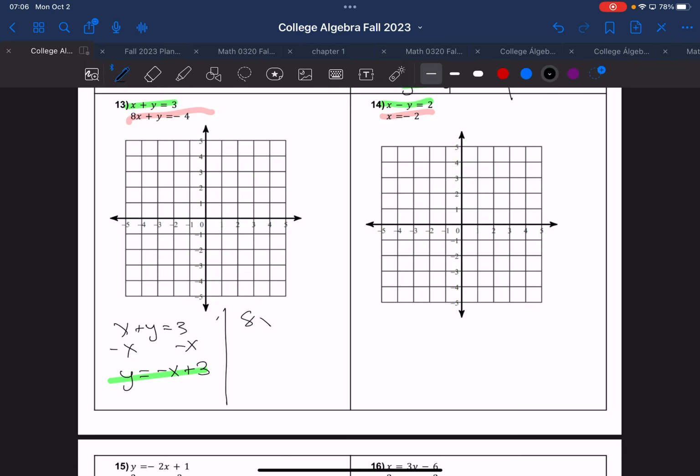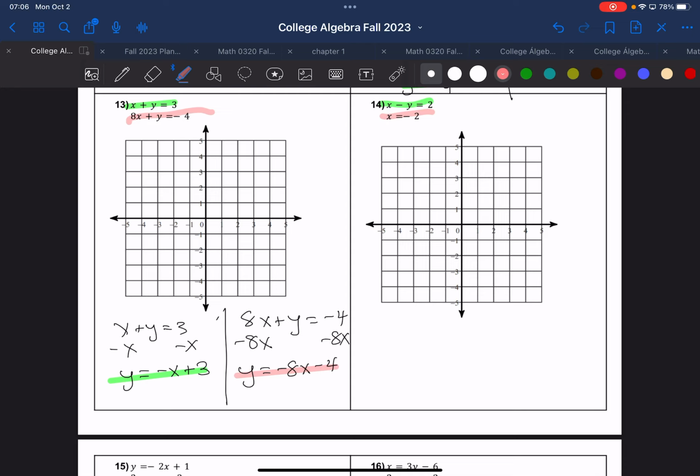And then I have 8x plus y equals -4. What's my step to get y by itself? Subtract 8x, yep. We're always moving the x's first, and then if there's ever a number in front of y is when we divide everything. So we have y is equal to negative 8x minus 4, and that's the new pink equation.